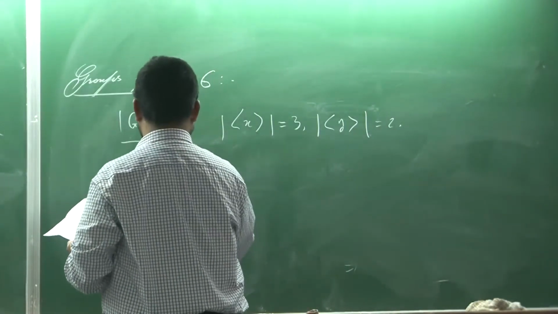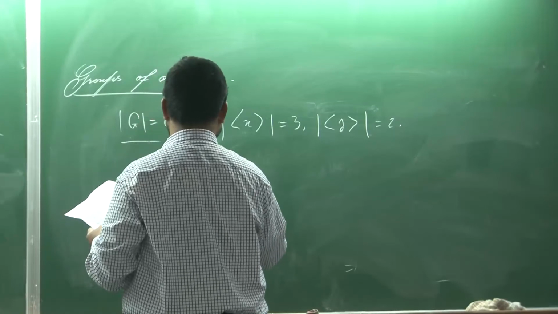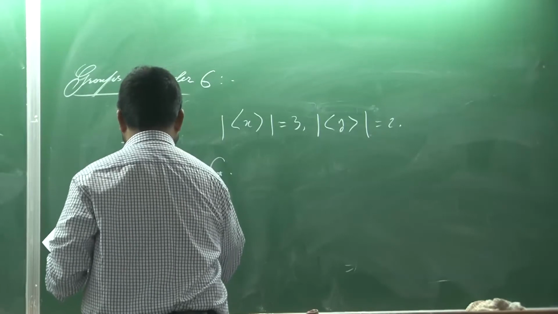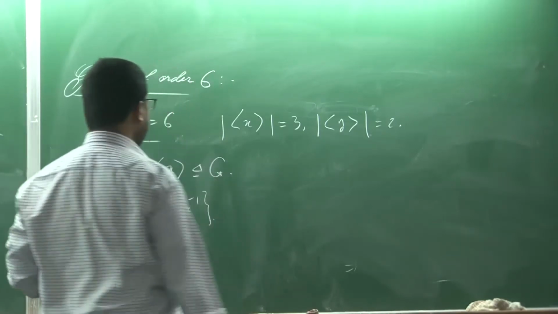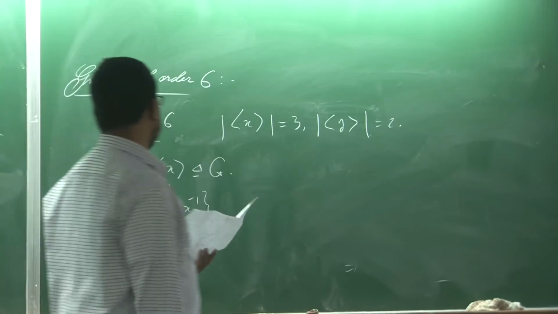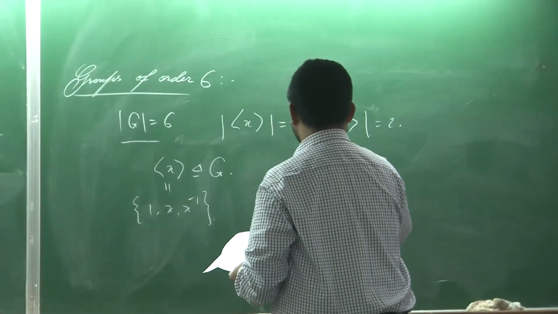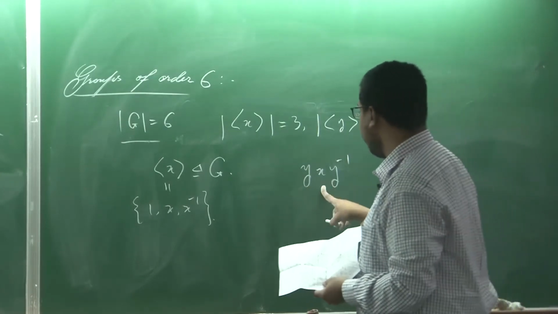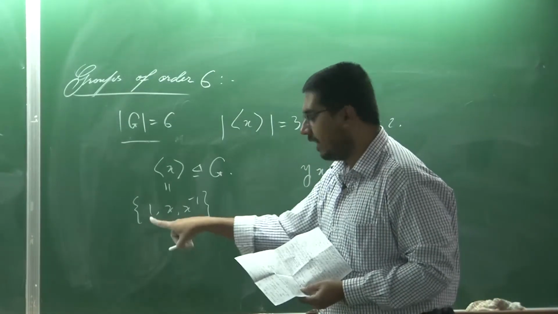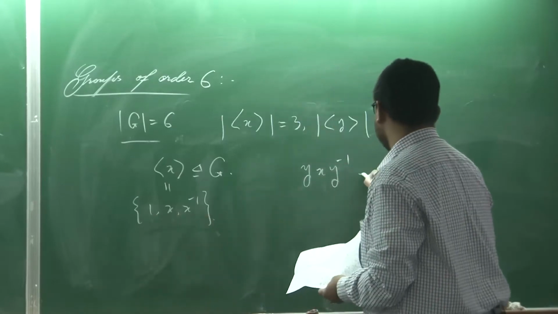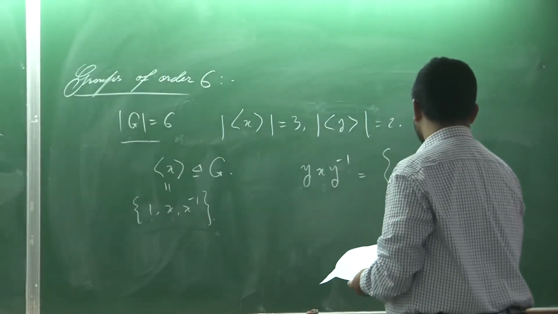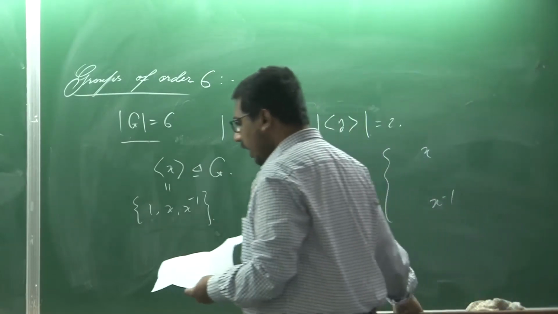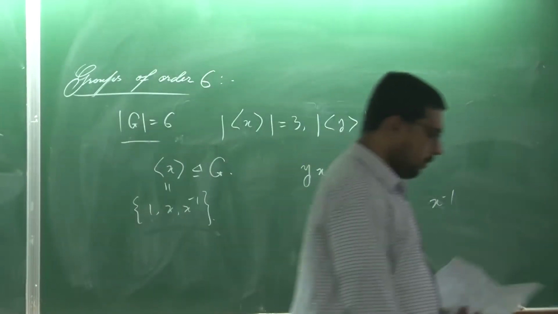Now certainly the subgroup of order 3 is going to be normal in G. This group has elements 1, x, x inverse. Next, we can consider y x y inverse. Since the subgroup is normal, y x y inverse will be in it. It cannot be the identity, so it will be either x or x inverse. Now study them case by case.